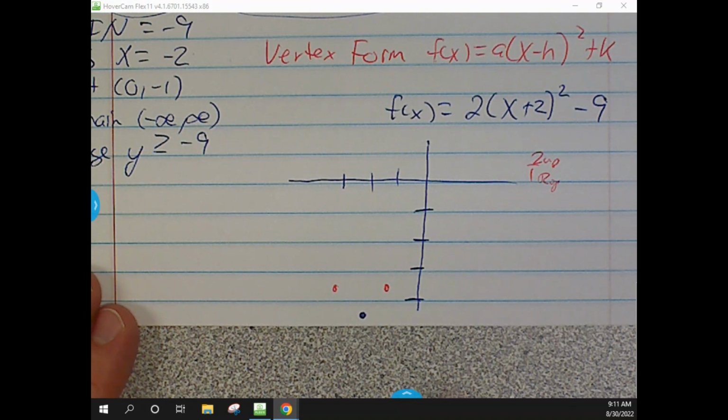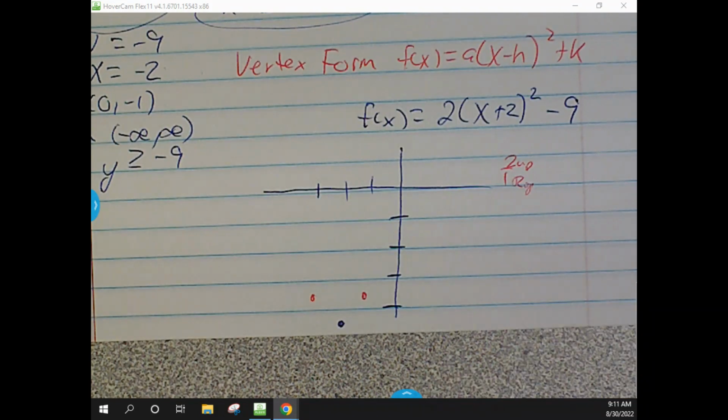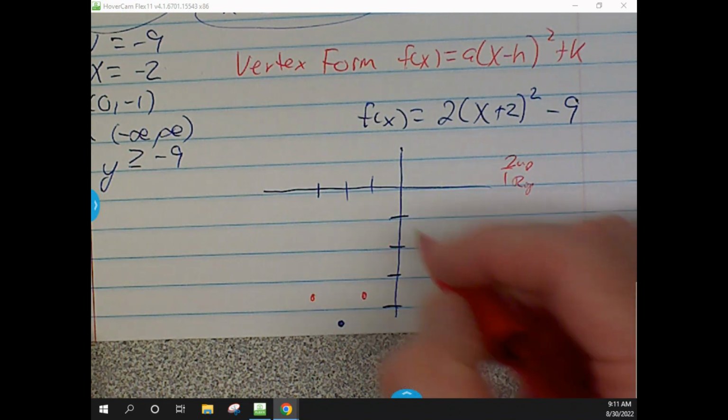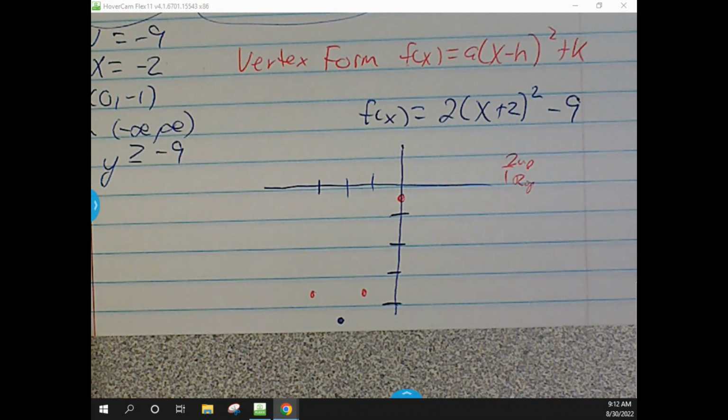But we also know that the y-intercept is at 0, -1. So we've got a point that we don't have to cheat. We can actually just use that point. We can go to -1, which would be here, and we know that point would be on the graph because that's the y-intercept.